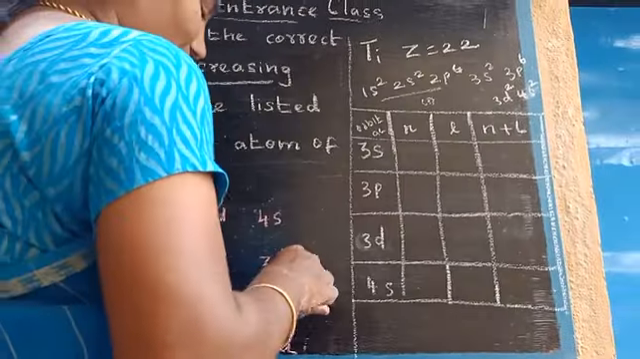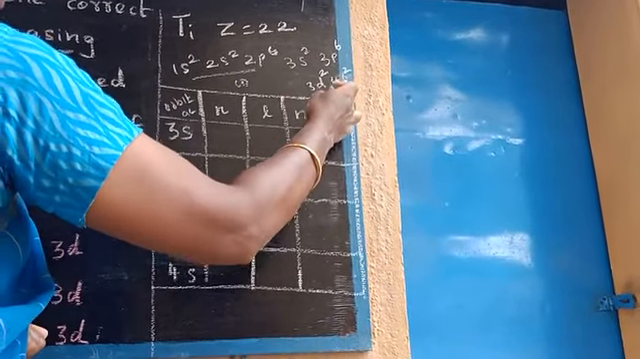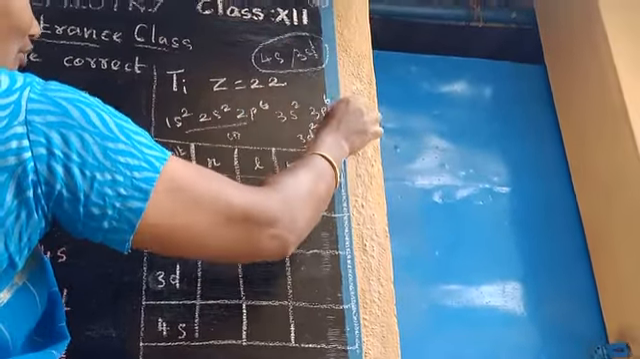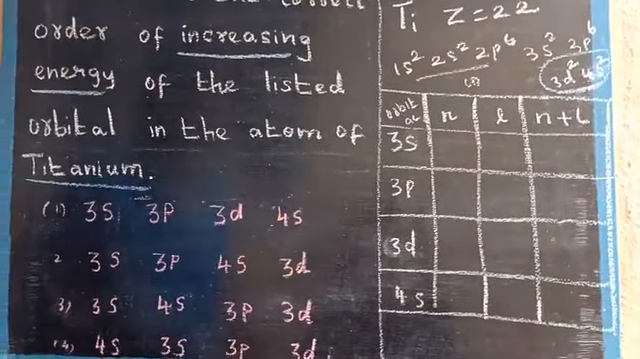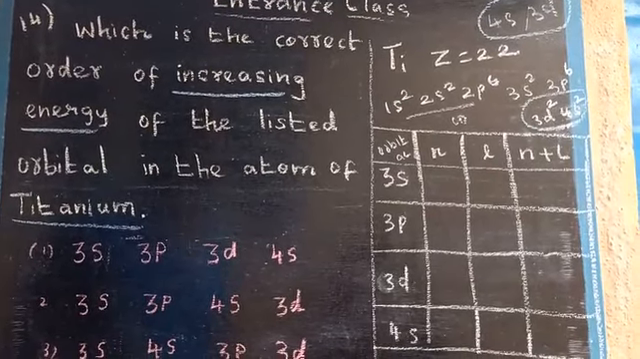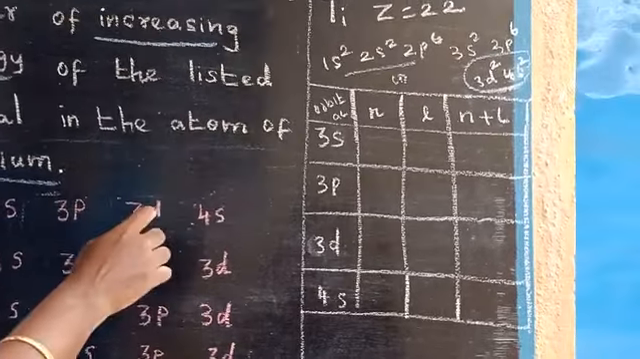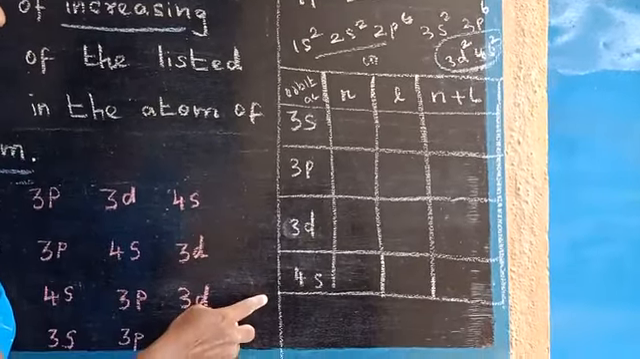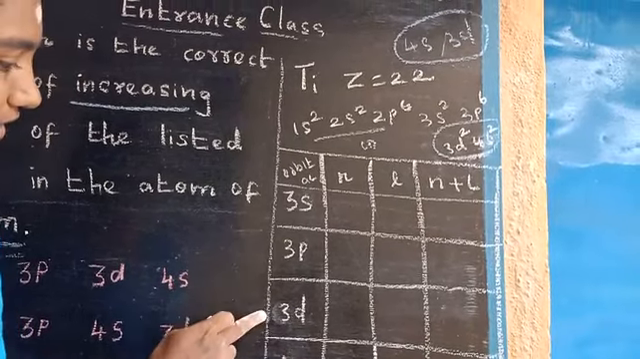Because this one is complicated, somewhere we are writing 3d and 4s, and next one 4s and 3d. So two options. Which one is correct? Correct means we find it out based on the n plus l rule. Are you clear, children? So what is the n plus l rule? Now I am writing 3s, 3p, 3d and 4s. These 4 orbitals I am writing here because this area alone is the doubt.